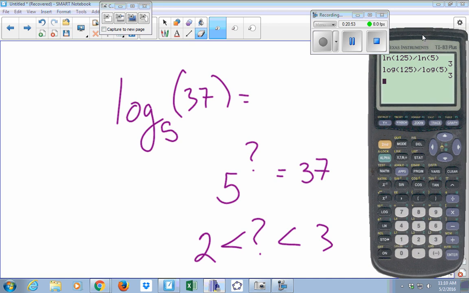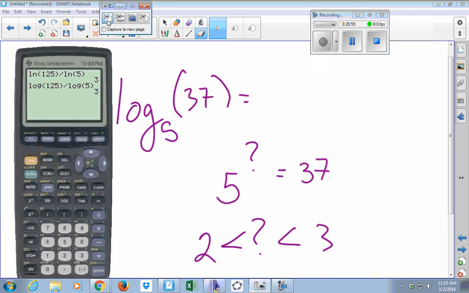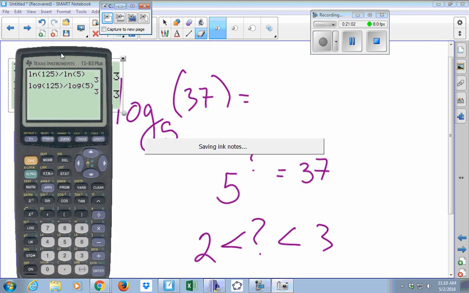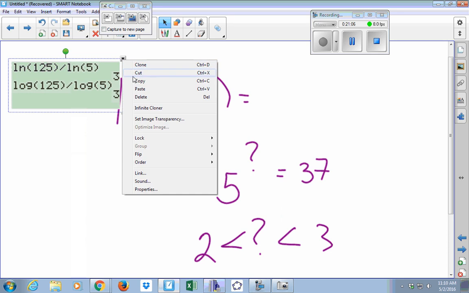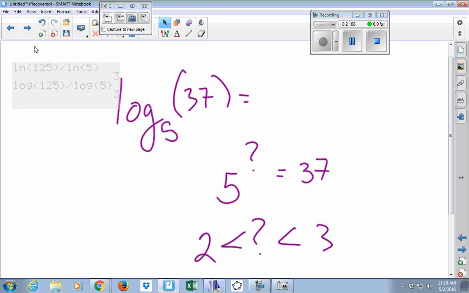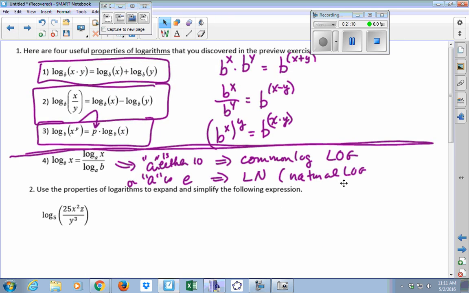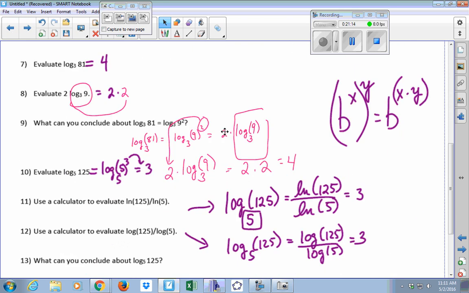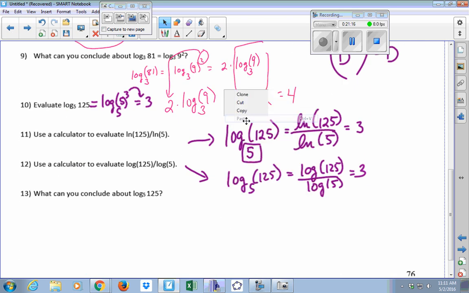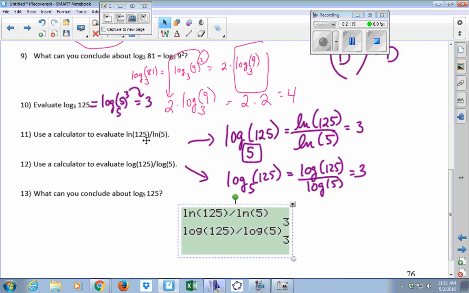Oh, let me get a picture of this and put it on the other page so you have it for your notes. Here for a minute. Next page. There you go. So that's that right there.